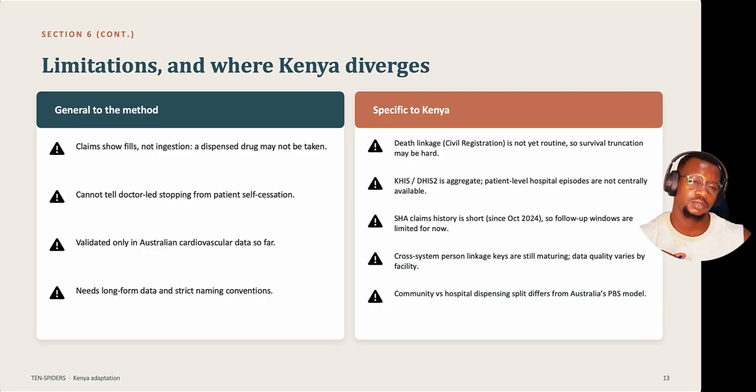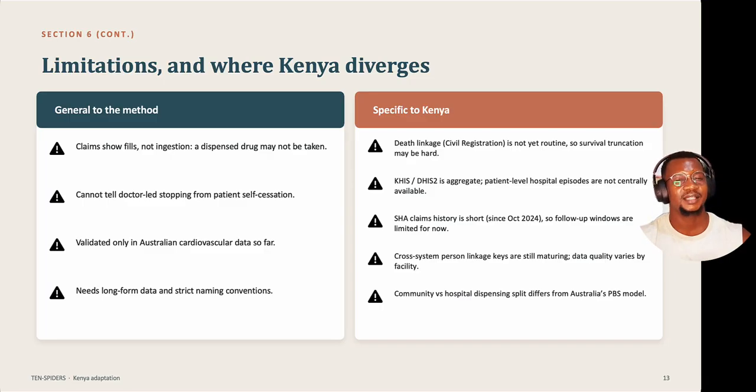Of course, SHA came the other day. That's why I said maybe in the next 1 year or 2 years, maybe we could have a story. We could have something good. Cross-system person linkage keys are still maturing. Okay. Community versus hospital dispensing split differs from Australia's model.